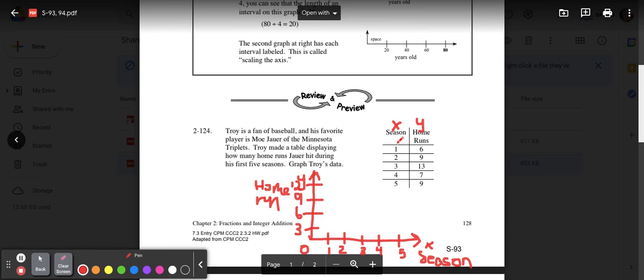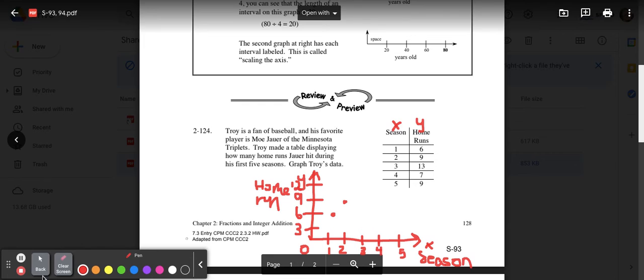Okay, so now let's graph. So in the first season, there were 6 home runs. So I'm going to say season 1 up to 6 home runs. In the second season, there were 9 home runs. So in my second season, I'm going to 9 home runs.